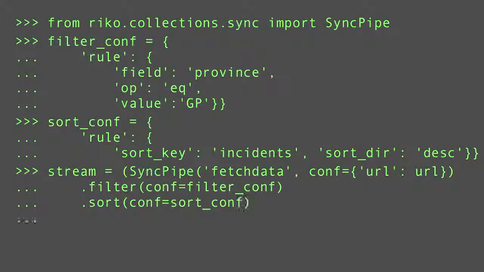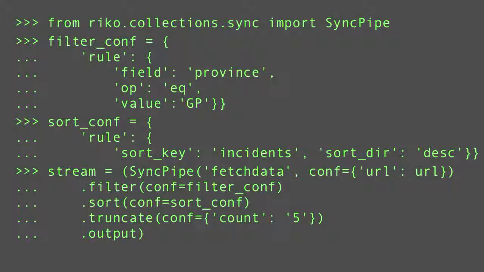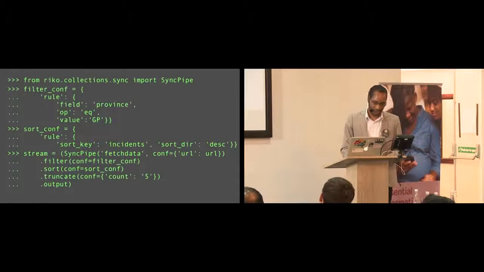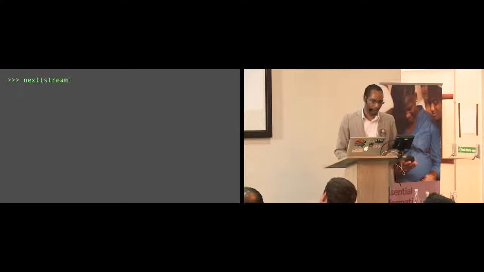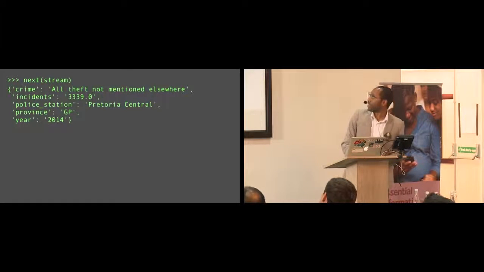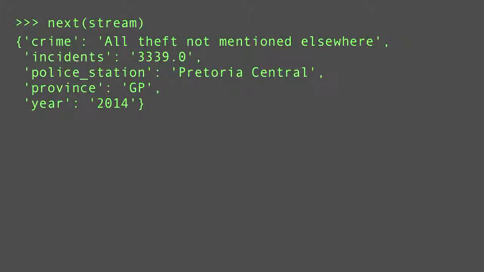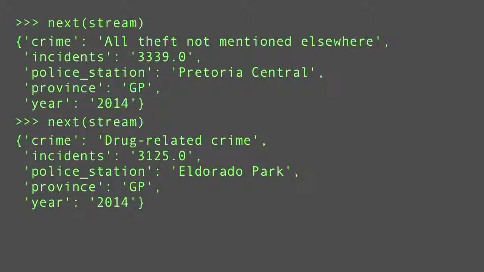So as before, you have syncpipe. It's fetch data, which is a module that handles JSON, the configuration with the URL. There's a dot filter, so you pass the filter configuration, the sorting configuration, and then for truncating, this one's the top five. And so what you get back is the stream. And you can see here, this is all theft not mentioned elsewhere, over 3,000 incidents. And then you call next again, and you can see the number of incidents is slightly lower. So, you know, you can assume it works the way that I said it did.